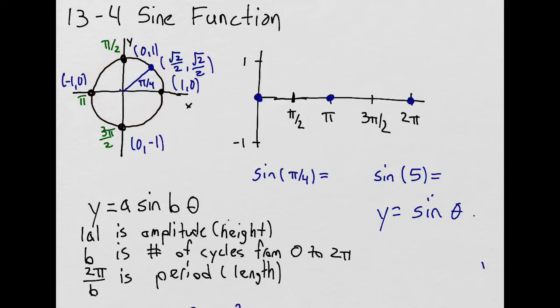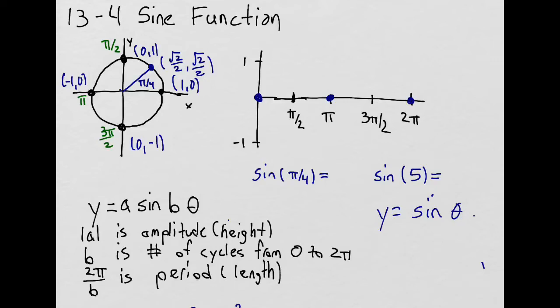So remember, for different angles, we found that the x position was cosine. The y position was sine, right? And that's what we're going to be looking at today. Now we're going to be working on graphing this function, for example, y equals sine theta, which is the basic graph. So what does that look like?